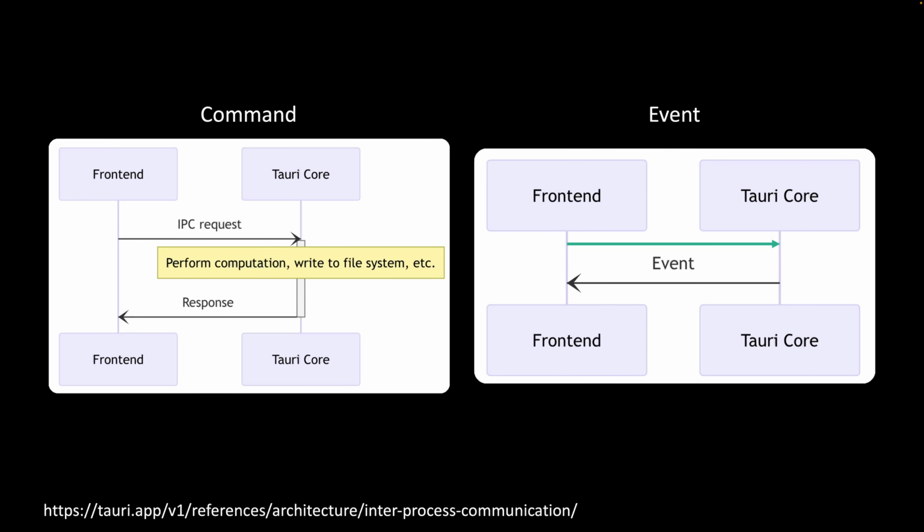These diagrams show how command and event work. Commands are written as Rust functions and can be invoked with JavaScript code, and the returned response from the Rust command function will also be received by JavaScript. You can understand it as a language binding, allowing JavaScript code to call Rust functions. Events work differently. They are fire and forget one-way IPC messages. Unlike commands, events can be emitted from both frontend and Tauri core. We will focus on command in this video and save event for another, so the video doesn't get too long.